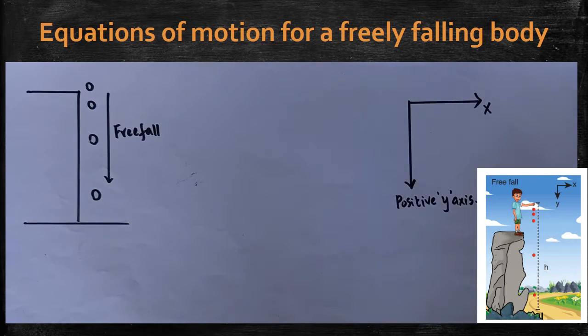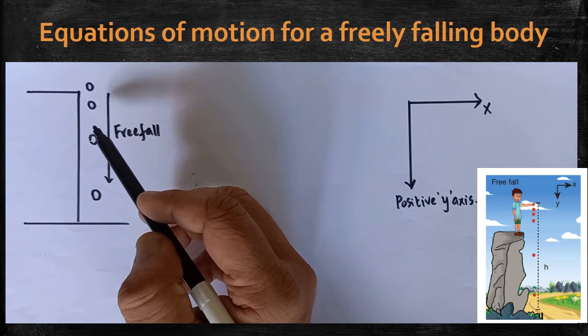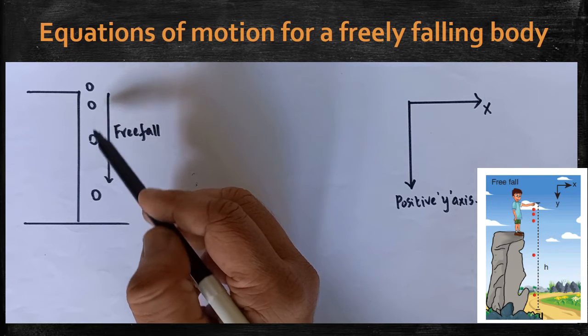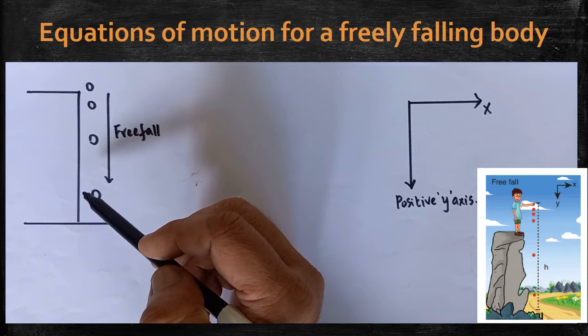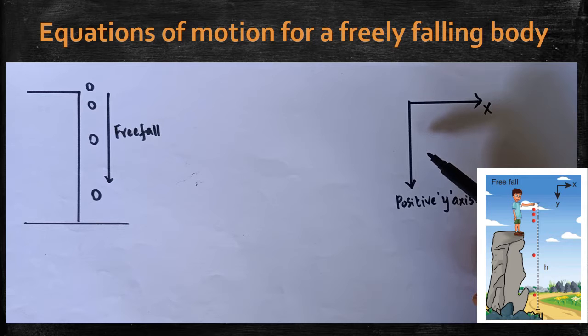Now we are going to derive the equations of motion under gravity. Imagine that an object of mass m is falling from a certain height h. We assume that there is no air resistance when the object is falling down. The most important assumption is that the downward direction, the y axis drawn downward, should be taken as the positive y axis just for our convenience.